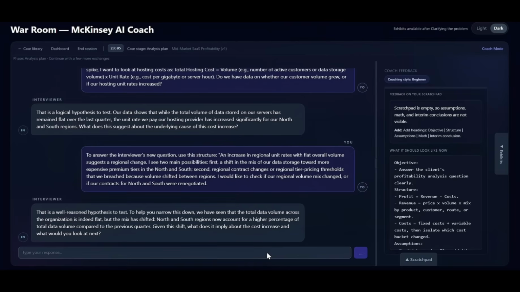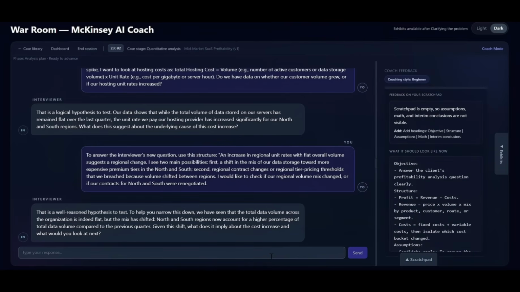Here we go. So our interviewer tells us that it's going to help us narrow this down. It tells us that we've seen the total volume across the organization is flat, but the mix has shifted. North and South regions now account for a higher percentage of total volume compared to the previous quarter. Then the question is, what does this imply about the cost increase and what we should look at next?